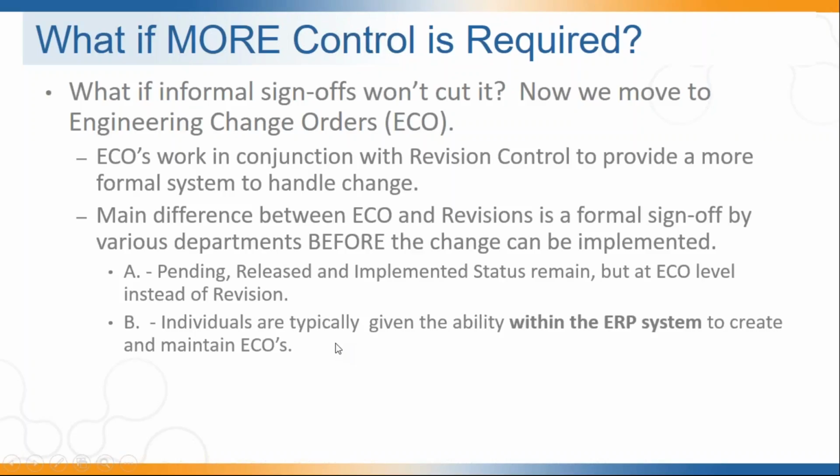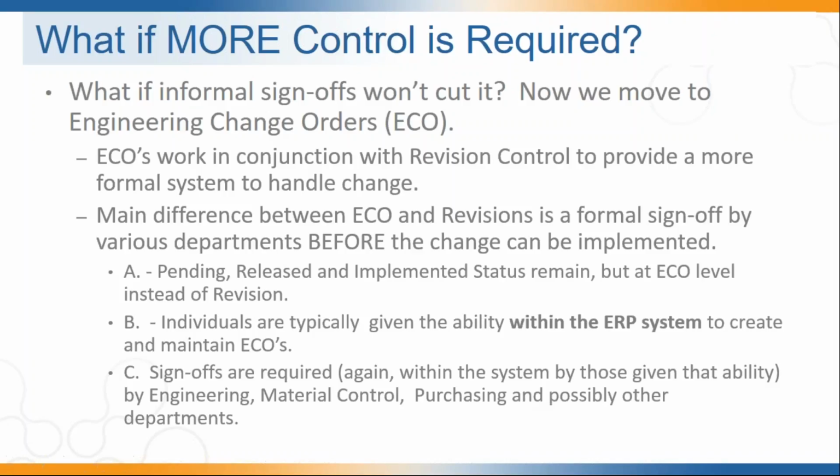So as I mentioned, individuals are typically given the ability within the ERP system, no longer outside of the system, to create and maintain those engineering change orders. Yes, sign-offs are required, with the system giving individuals that ability, by engineering, material control, purchasing, and maybe other departments that are going to be affected by the change. That basically is the difference between using engineering change orders and just revisions. It might not seem like much, but you are adding a lot of overhead, but you're getting a lot of additional information as a result of that added overhead.